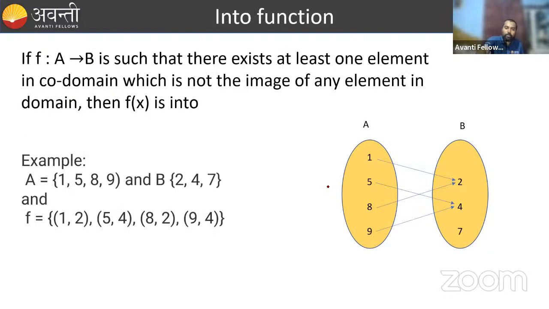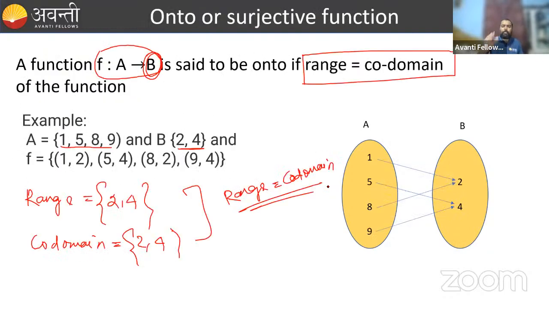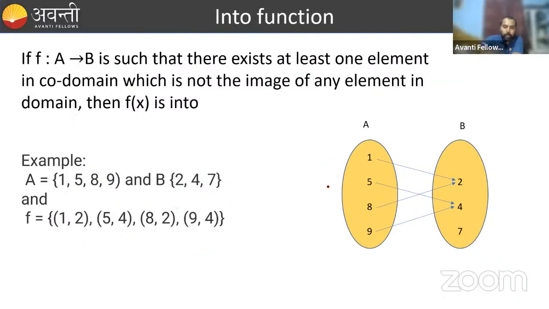Remember, when you get the range set the same as the codomain set, that function will be onto. How we can check an onto function is important. We'll discuss, don't worry. Let's see.